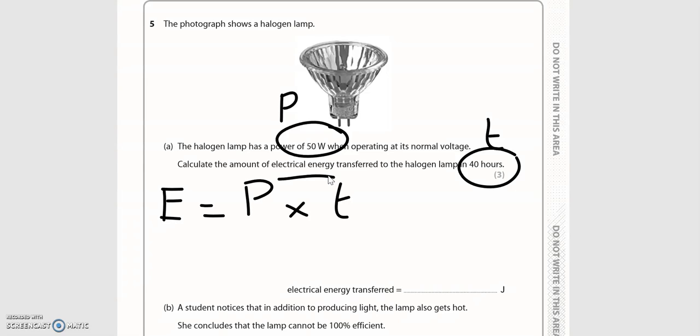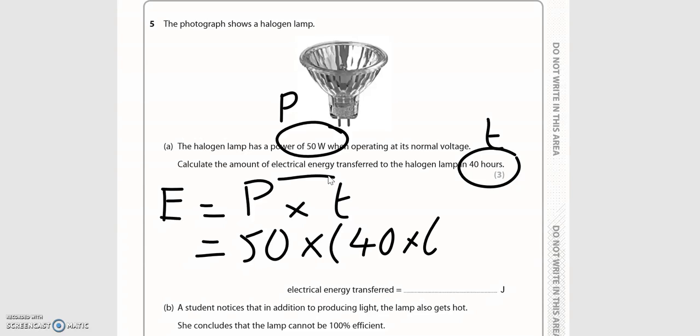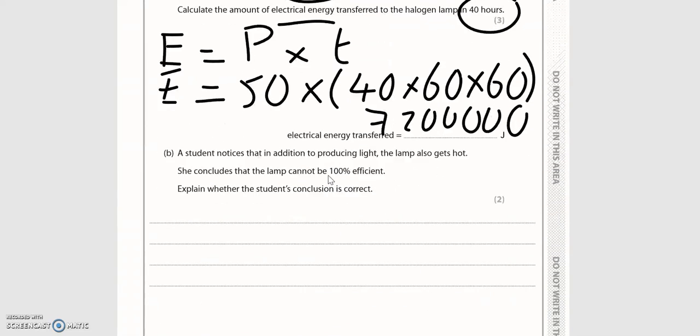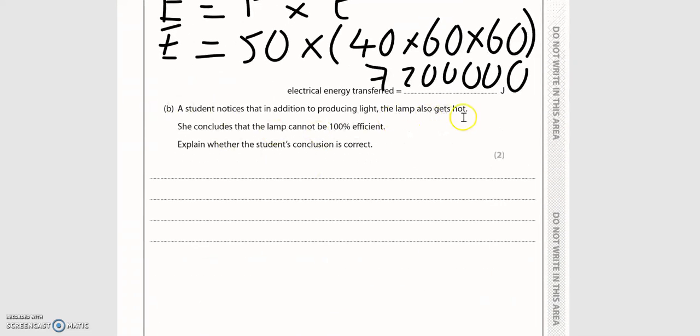Again, write that out in words just in case. But that's worth 3 marks, so you need to obviously do something extra, and your time is in hours, so you're going to need to convert that. Watts is fine, so 50 watts, but then your time needs to be 40 hours times 60 to turn it into minutes, times 60 to turn it into seconds. So then you should end up with a big answer, which is 7,200,000 joules.